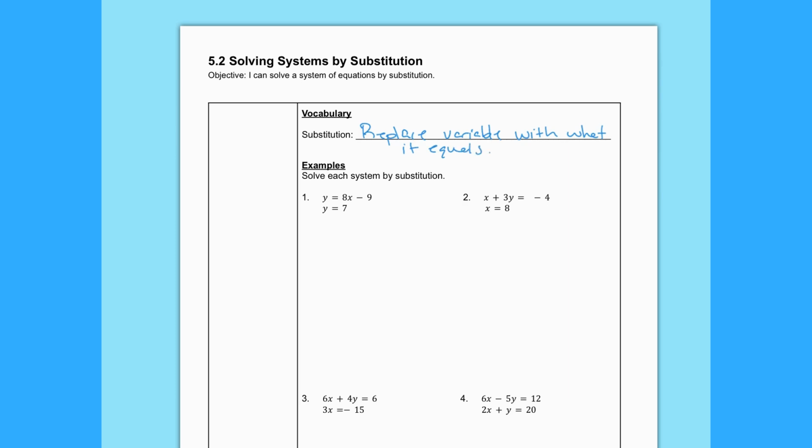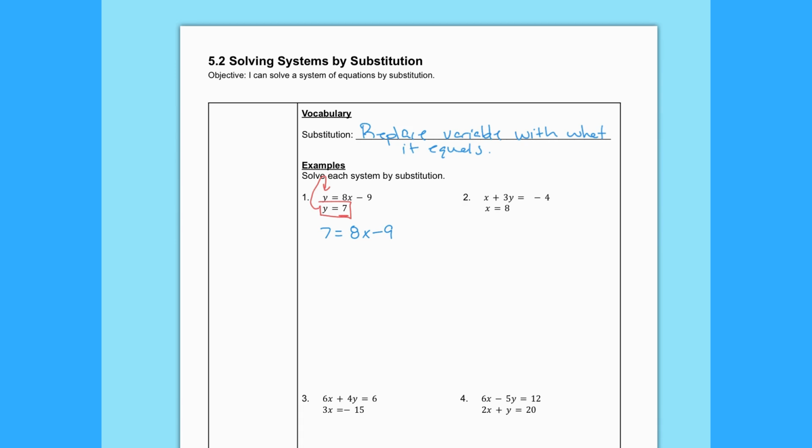So our first example is pretty straightforward. Down here it says that the y value is 7. So I'm going to go up here and I'm going to replace that y with what y is equal to. Y is equal to 7. So then that new equation becomes, instead of y, 7 equals 8x minus 9. And then once I have that substituted in, now that I only have one variable left in my equation, I can solve the equation like normal.